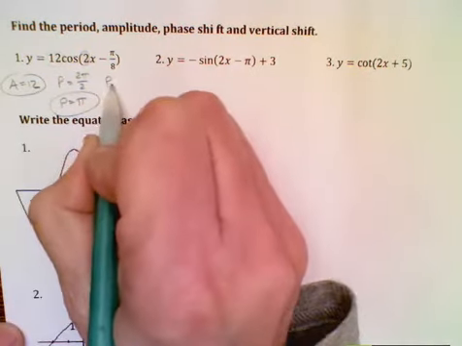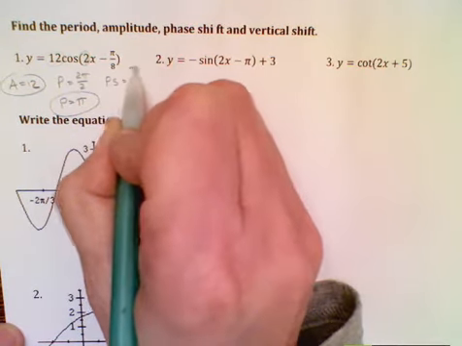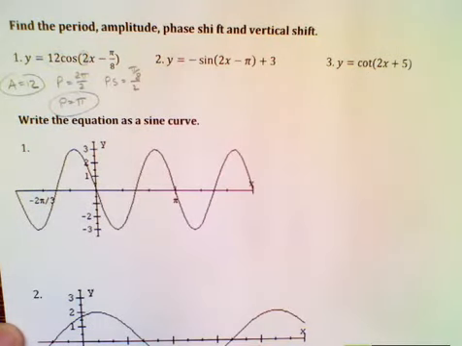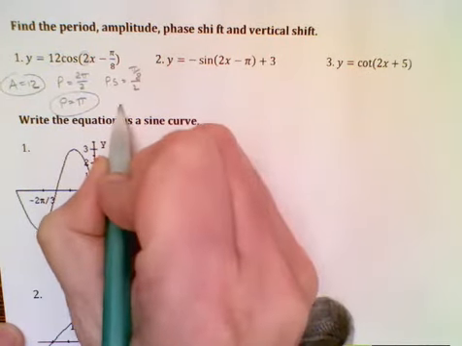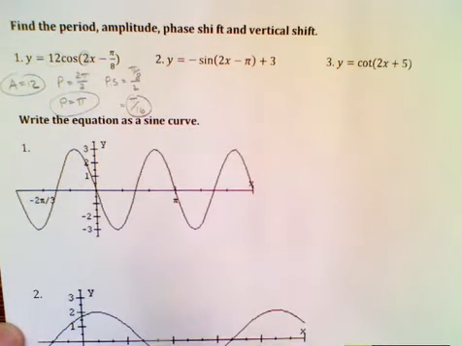Phase shift is the opposite of c, so pi over 8 divided by 2. And so remember, dividing by 2 is like multiplying by half, so that's going to be pi over 16. And no vertical shift, that comes out here.